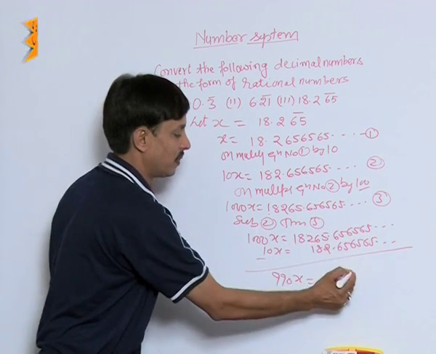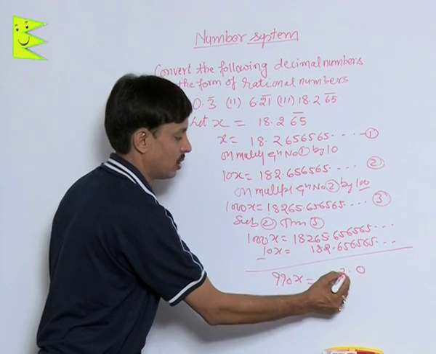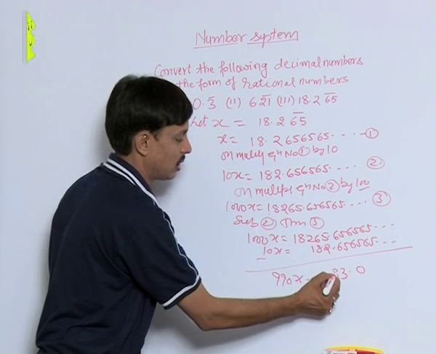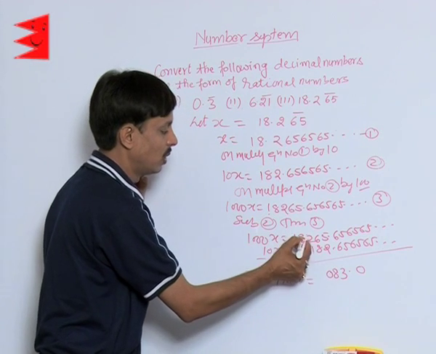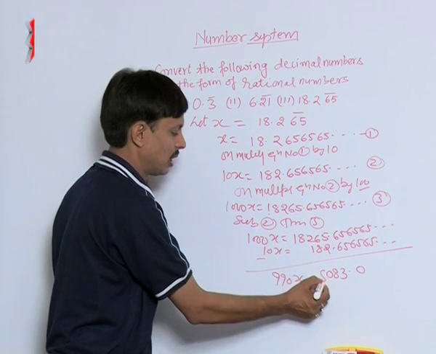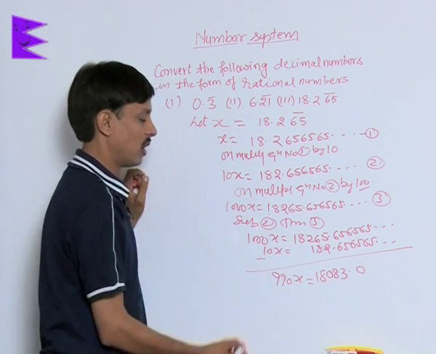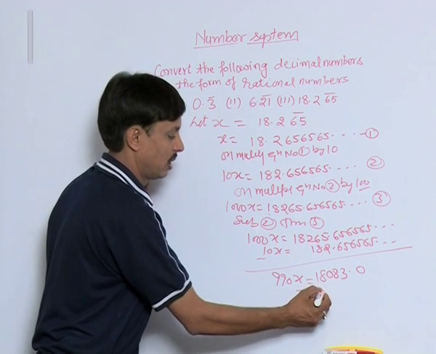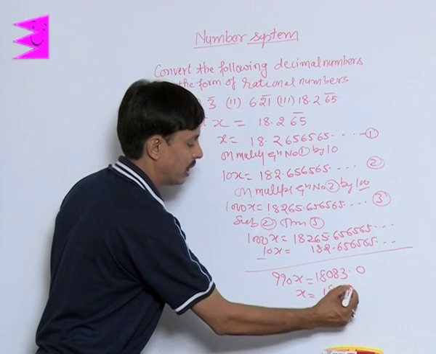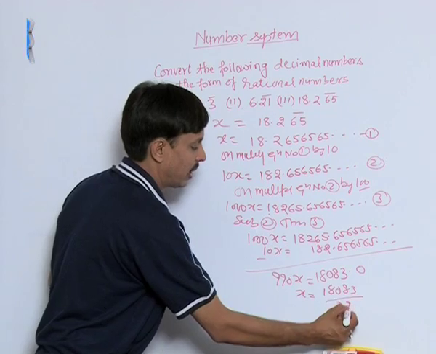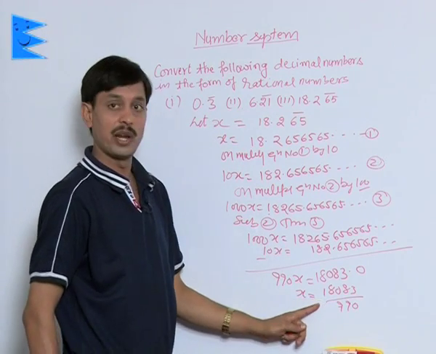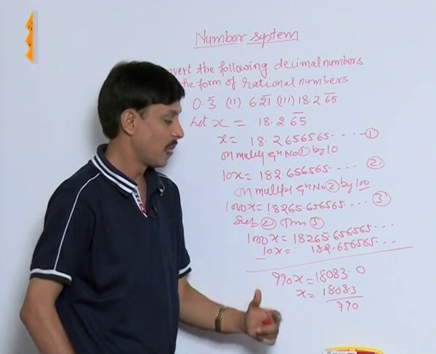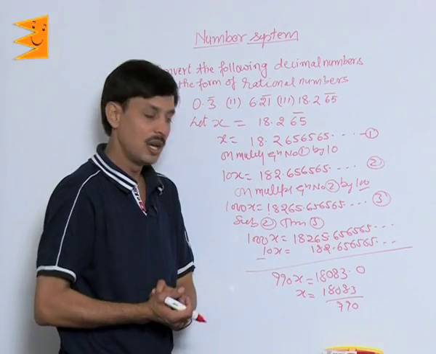After the decimal, there will be 0. 5 minus 2 is 3. 16 minus 8 is 8. 1 minus 1 is 0. Then it is 8, and then 1. So the answer for x is 18083 upon 990. If need be, you can convert it to the simplest form. Otherwise, the same will be the answer.